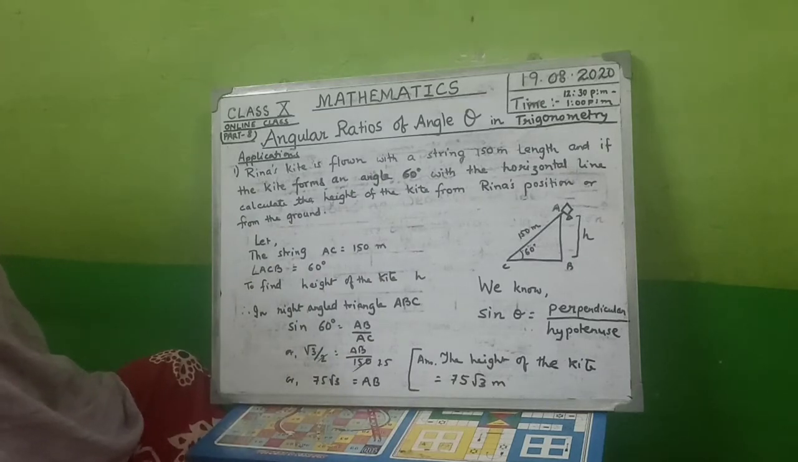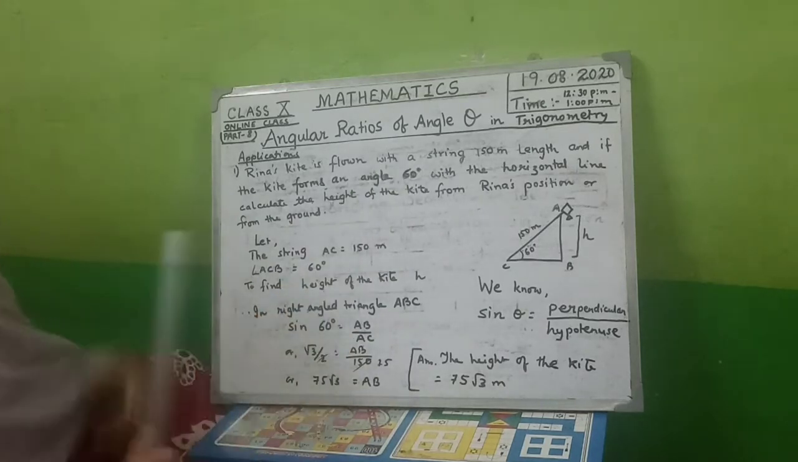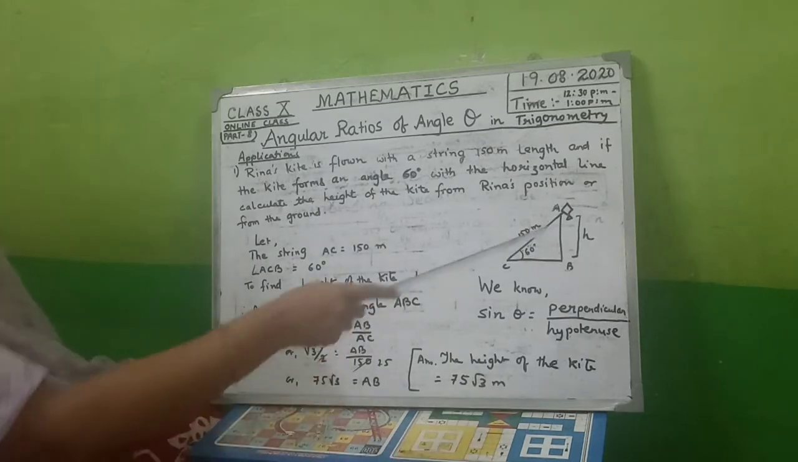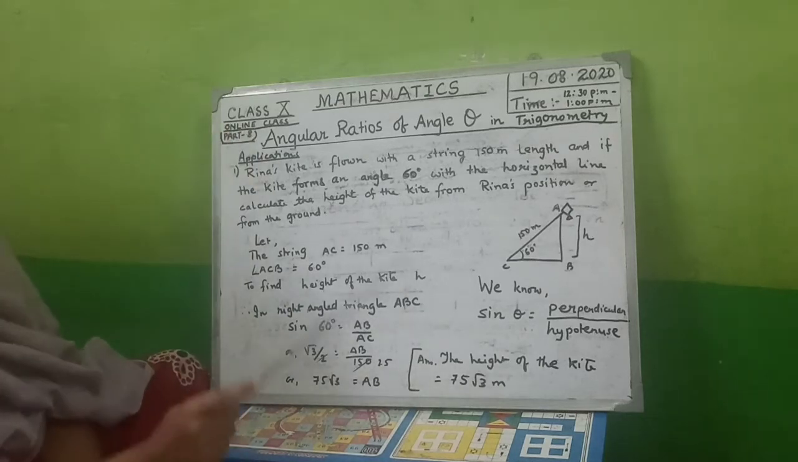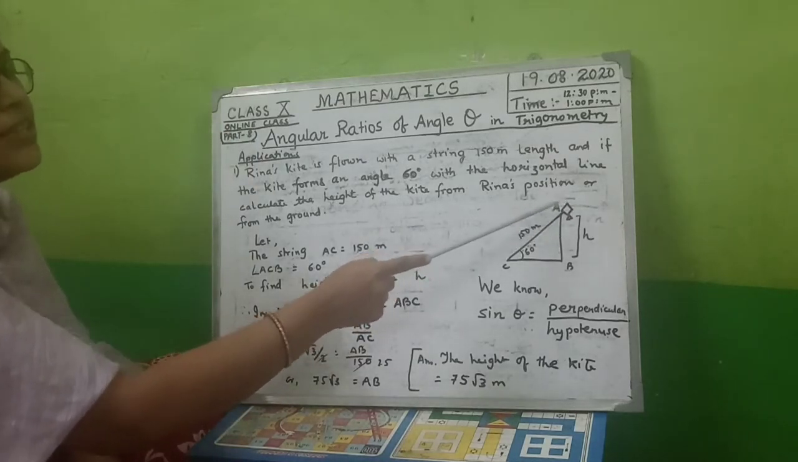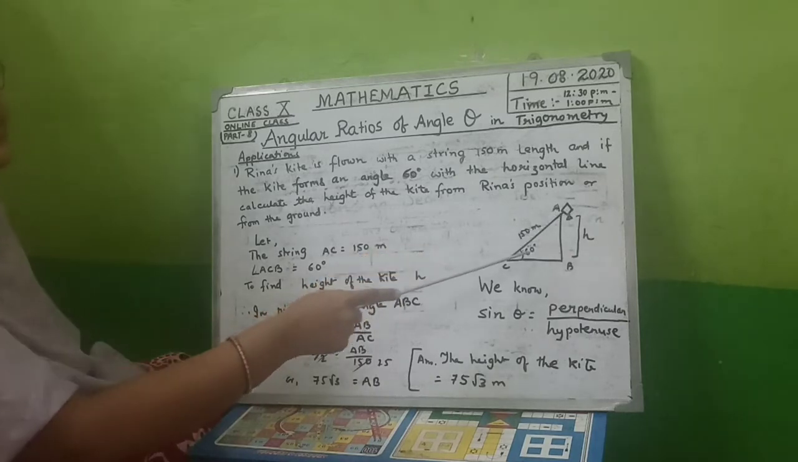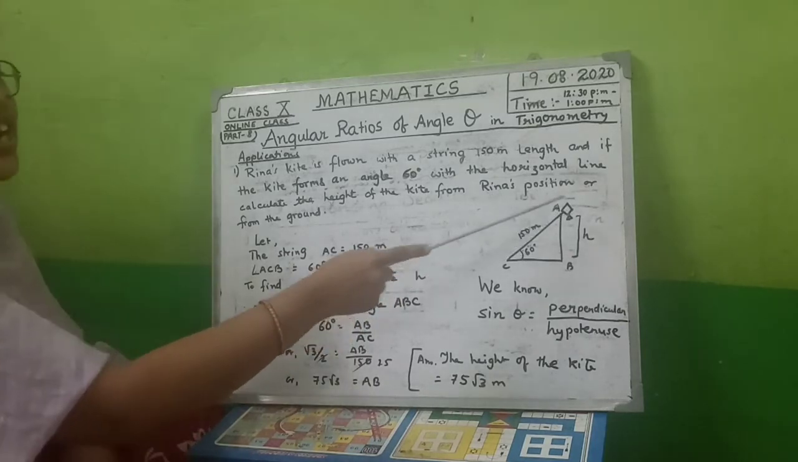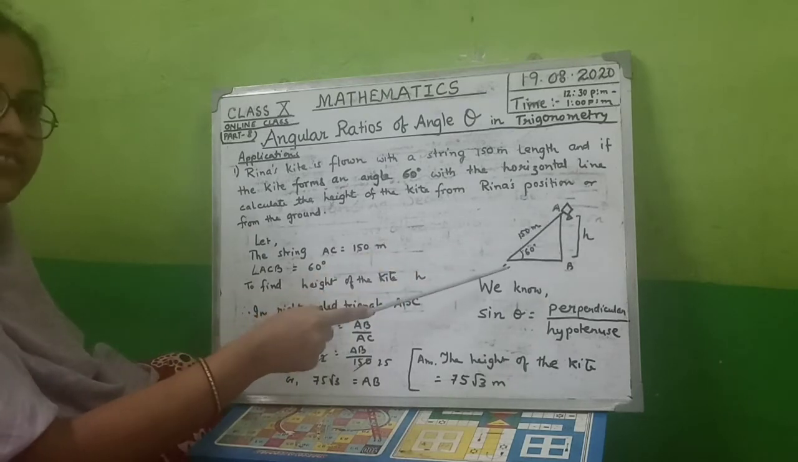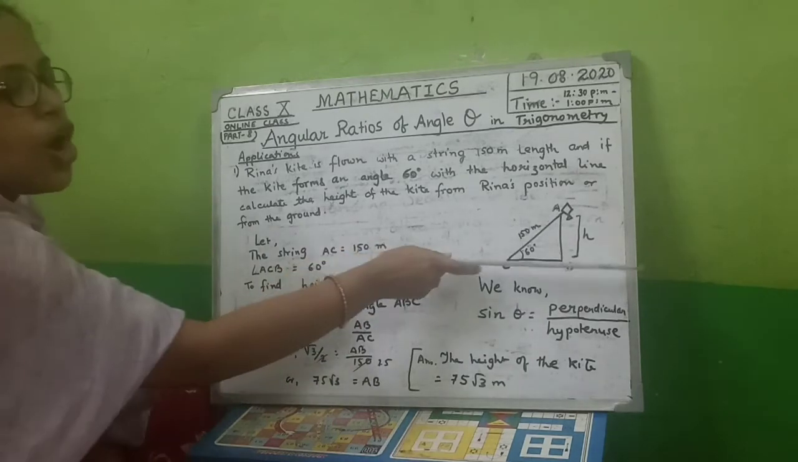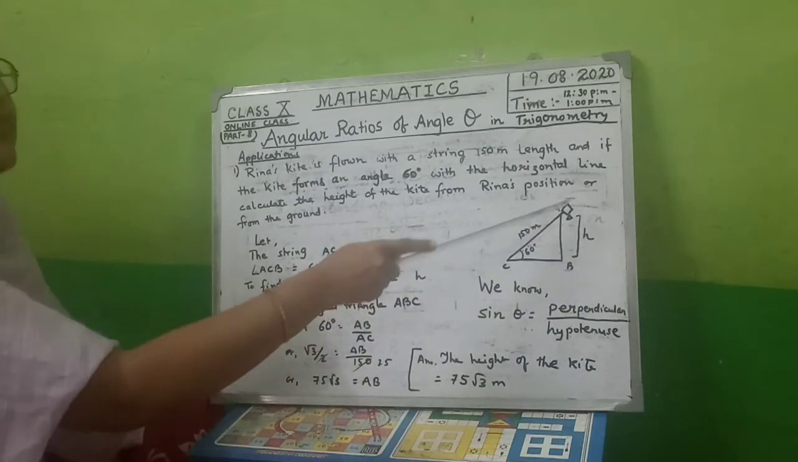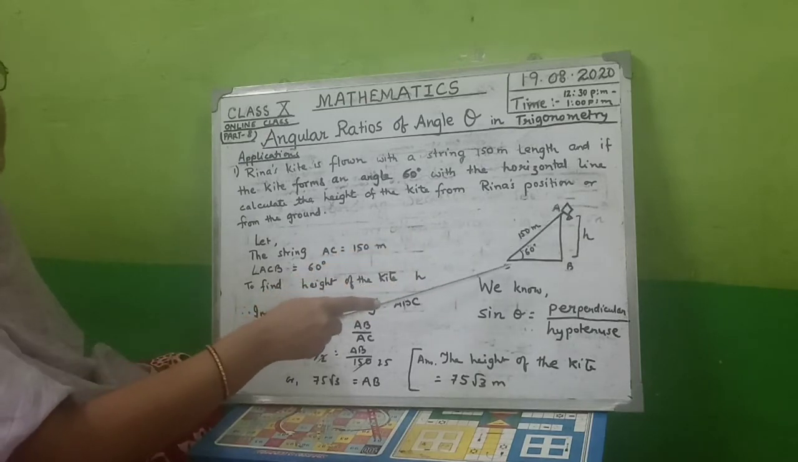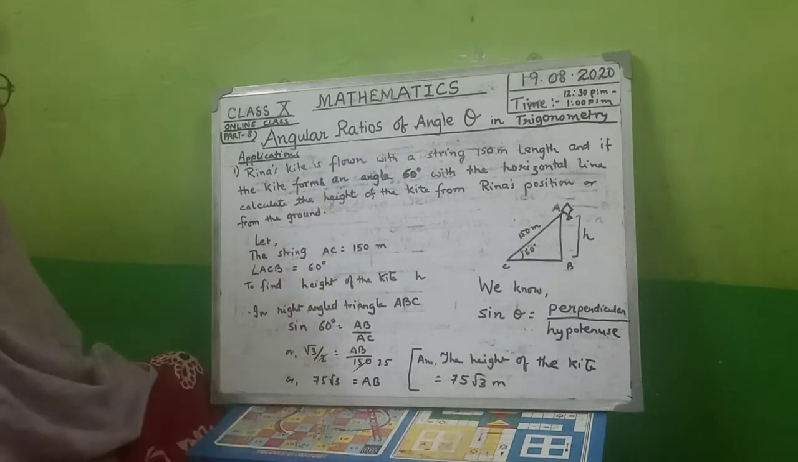So, for your easy comprehension, look, this is the kite. My kite is very small and cute one. I hope you will enjoy. Look, this is the kite and this is the string. Now this is your horizontal line. Now the kite is flying and it is making what angle with the horizontal line? The string is making an angle of 60 degree.